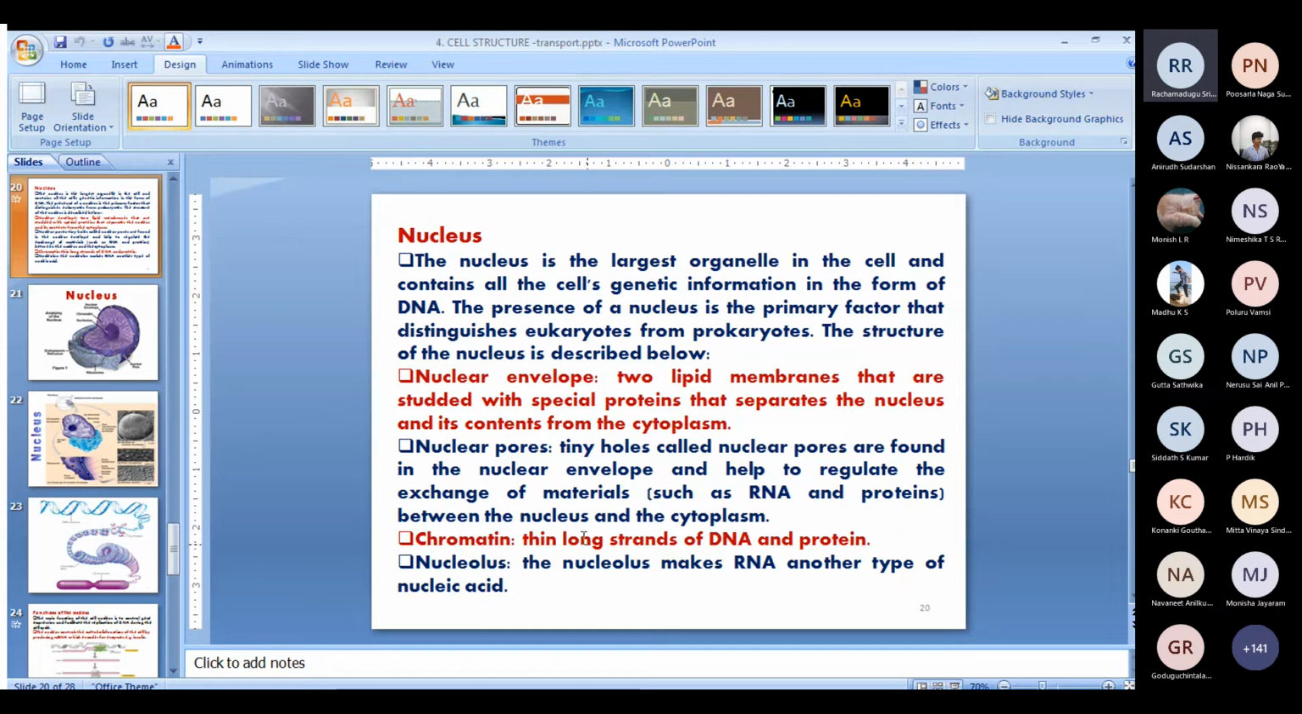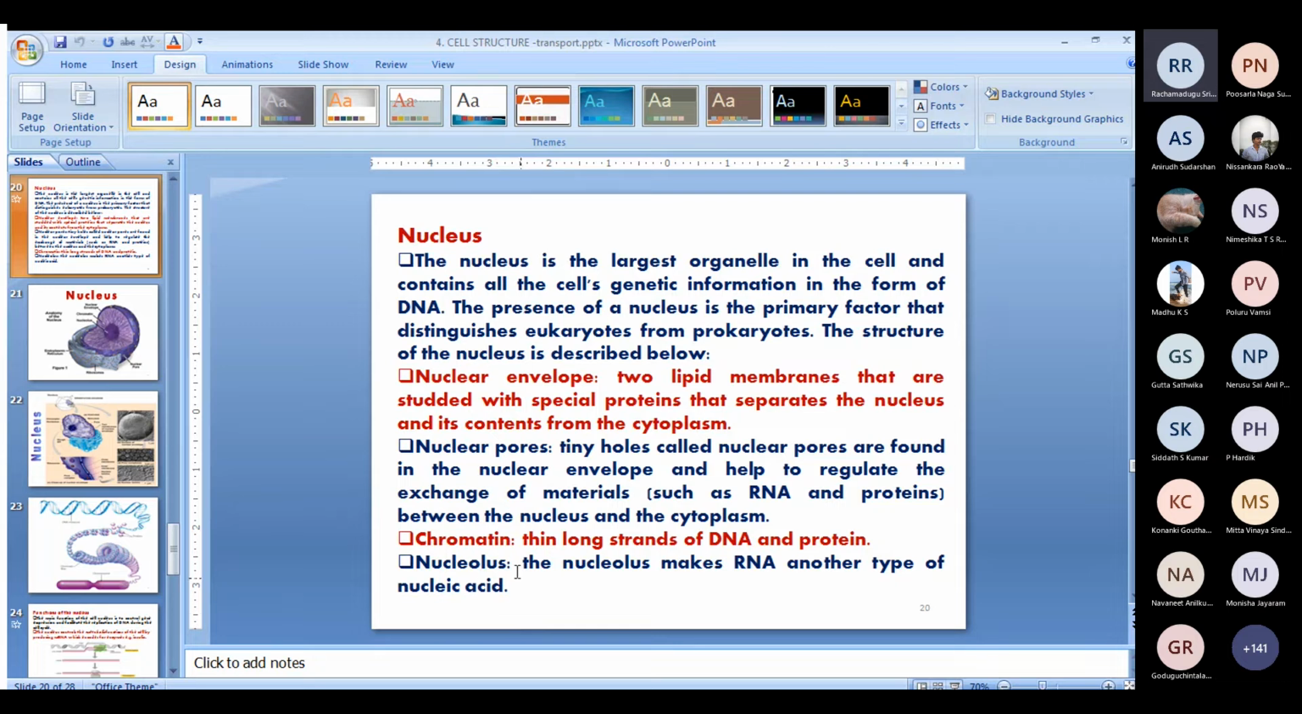It's just thin long strands of DNA along with some proteins called histones. That protein has a special name called what? Histone. DNA along with some proteins, in the form of a thin long strand, is what is called a chromatin fiber. In a normal state, the DNA will be in the form of chromatin only. Only during cell division they all will condense together to form what? Chromosomes.